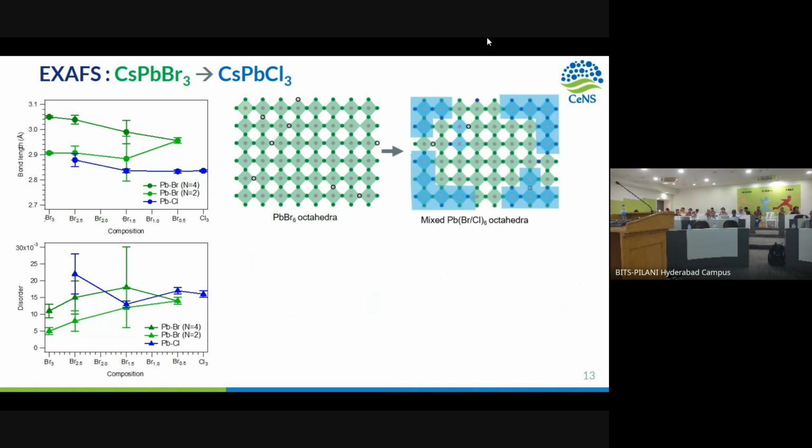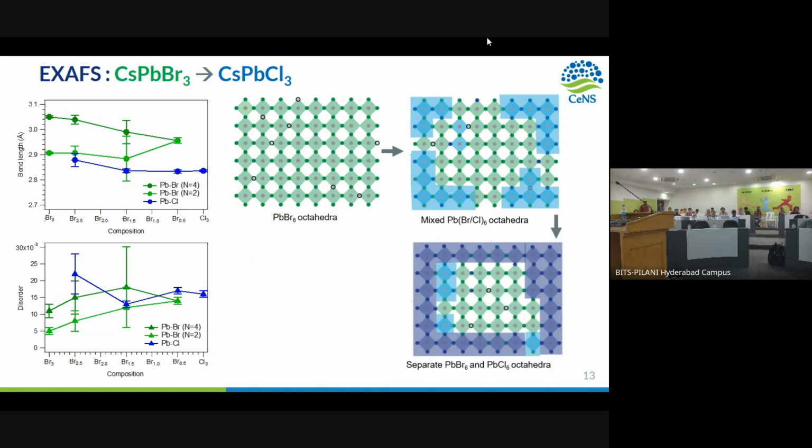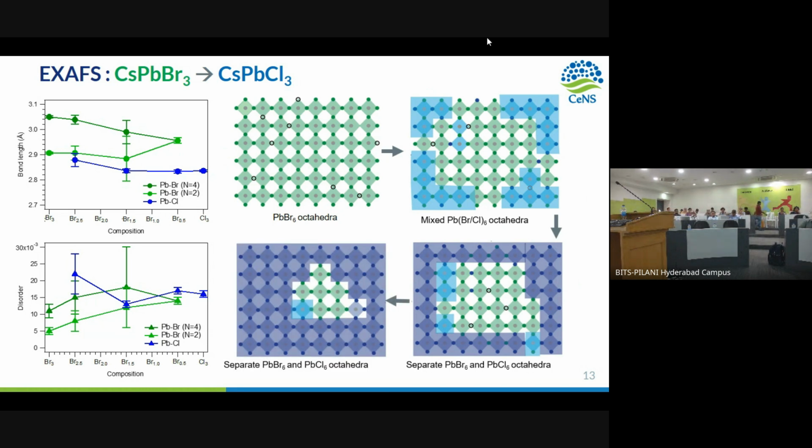So when you add some amount of chlorine, the chlorine basically gets into the PbBr6 octahedra. When the chlorine comes into the PbBr6 octahedra, it destabilizes the octahedra, and both the PbBr bond length is decreasing as well as the PbCl bond length is more. But after a certain concentration, the system becomes phase segregated, and that's how it becomes more of a PbCl type of structure. And then eventually it converts entirely, or almost entirely, to CsPbCl3.